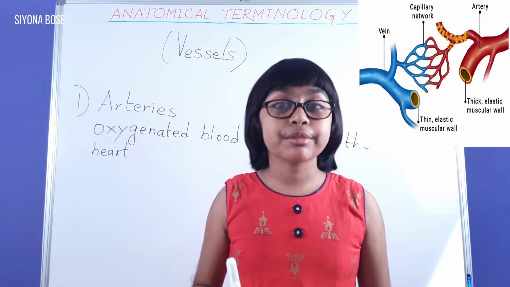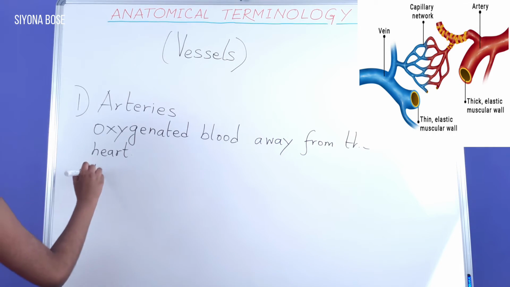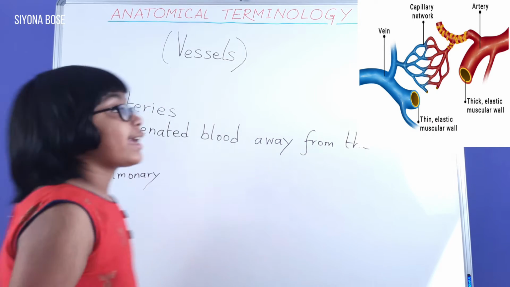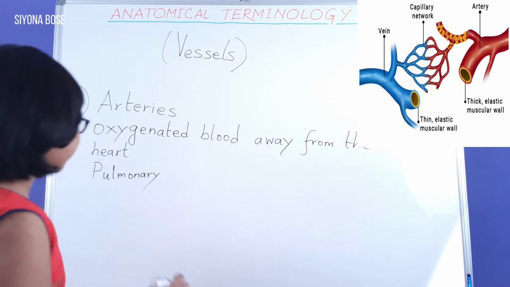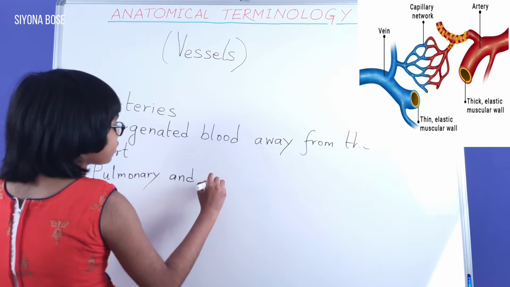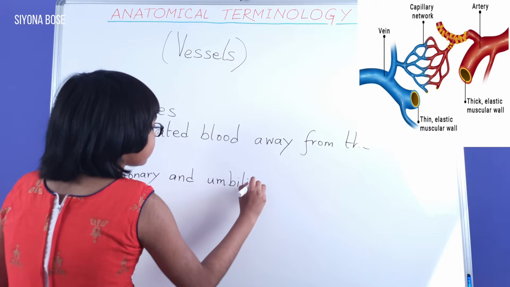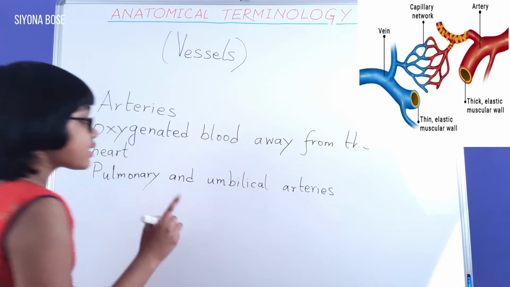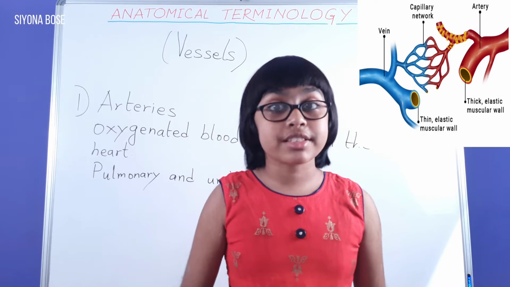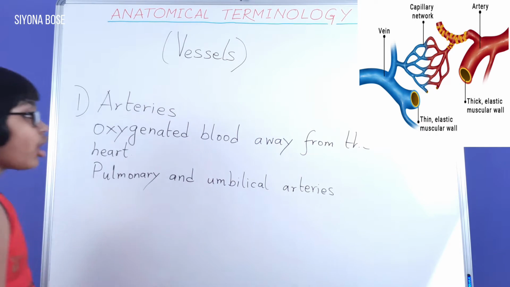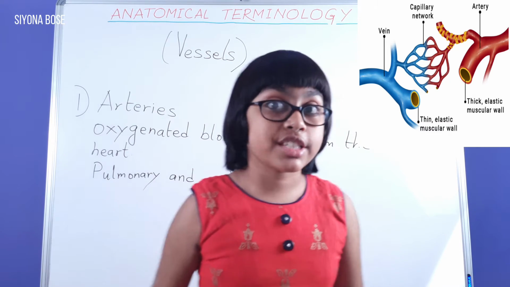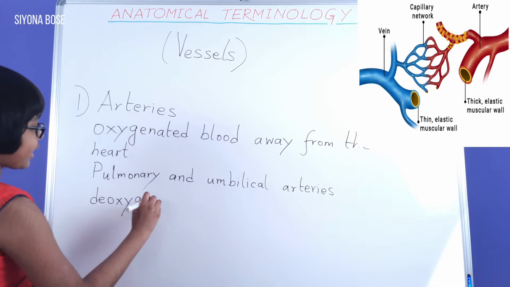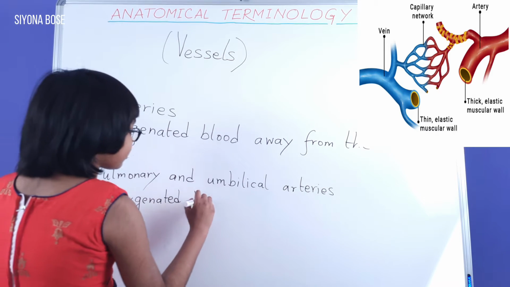But an exception to this remark are the pulmonary and umbilical arteries, since they carry deoxygenated blood. That means blood which does not contain oxygen.